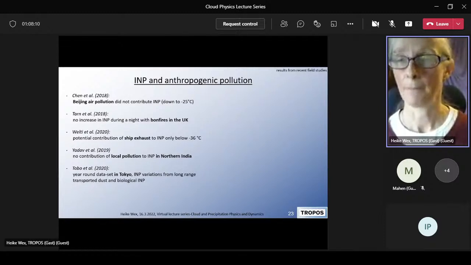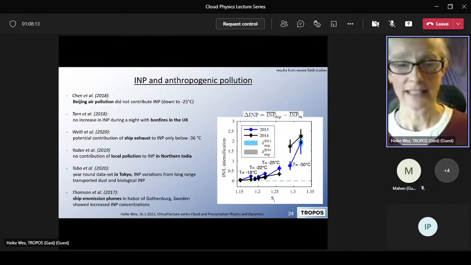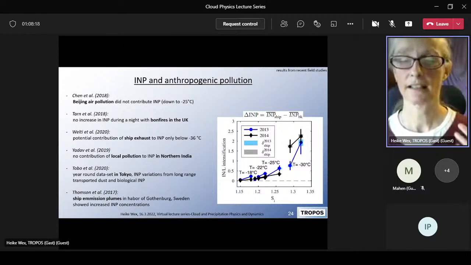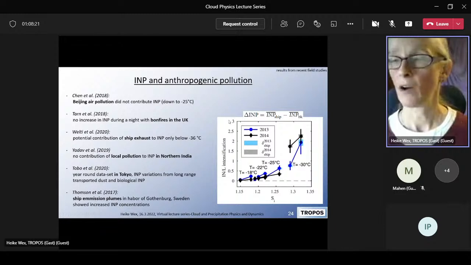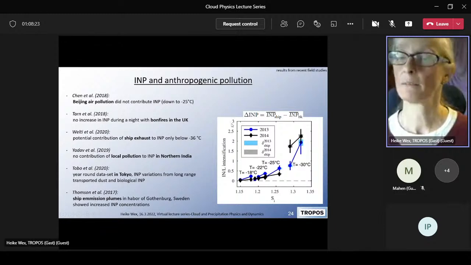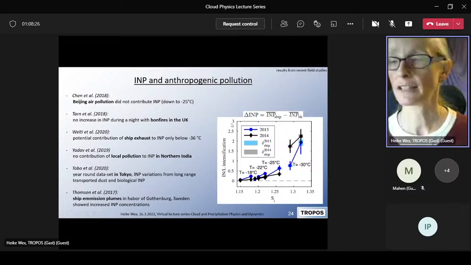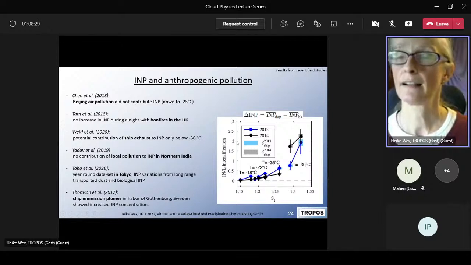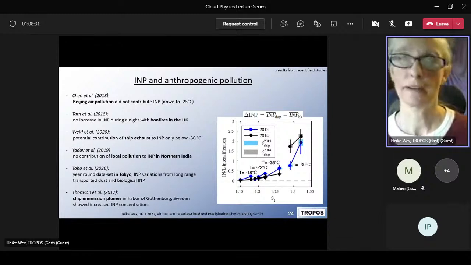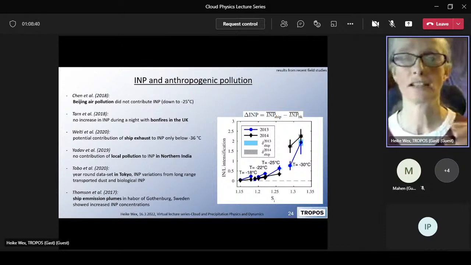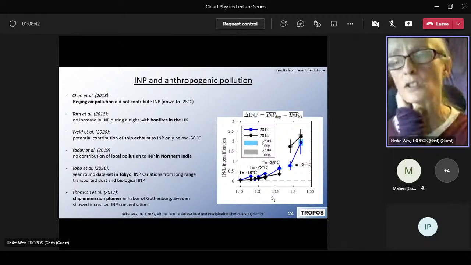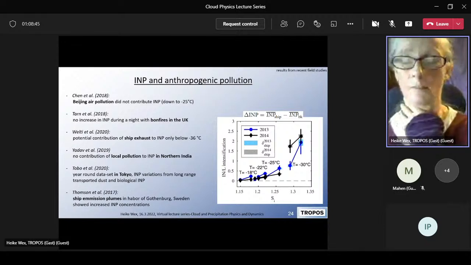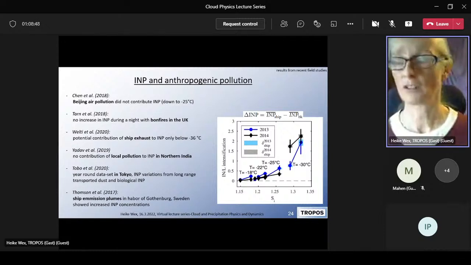But I also want to show you this study. That is from 2017, and they said they saw an enhancement of INP due to ship emissions in the harbor of Gothenburg in Sweden. However, my argument here would be what they find is really, it's at minus 30 degrees Celsius, they find an increase of 2 INP per liter. And if you would compare that to the typical Patterson-Kreitenweiss curve, you will see that more often in that presentation. You will see that's way below where the typical concentrations are. So even if there would be that contribution, it would not be noticeable. So maybe this explains that kind of contradiction.